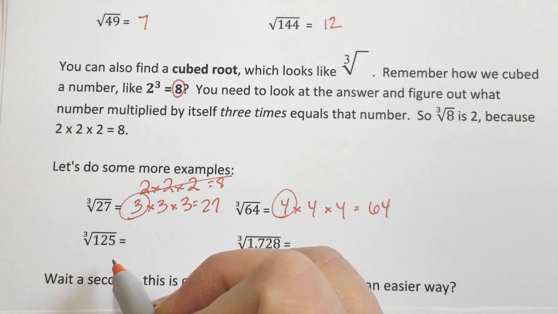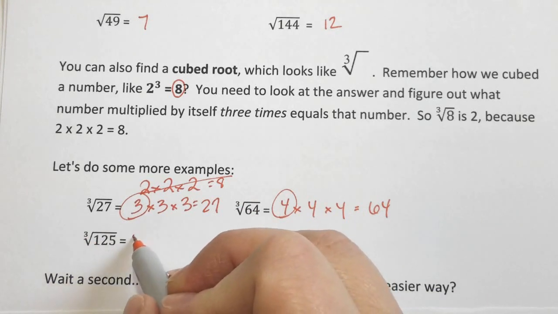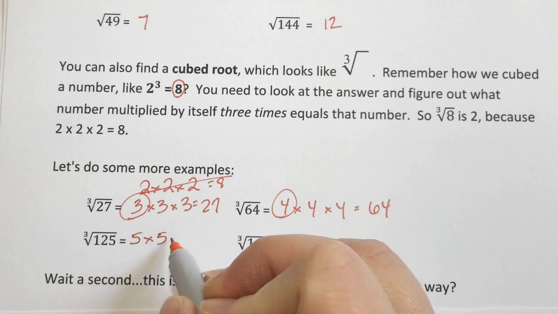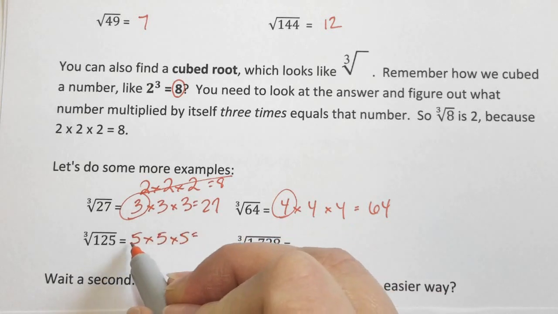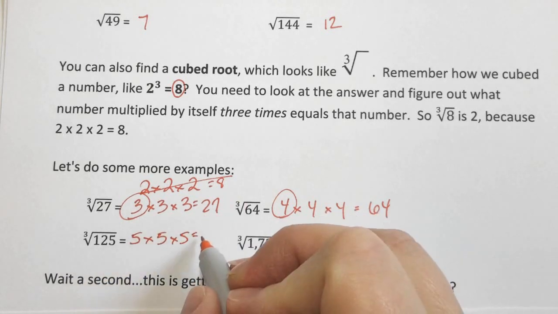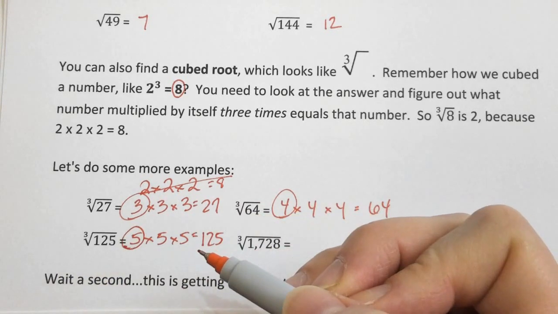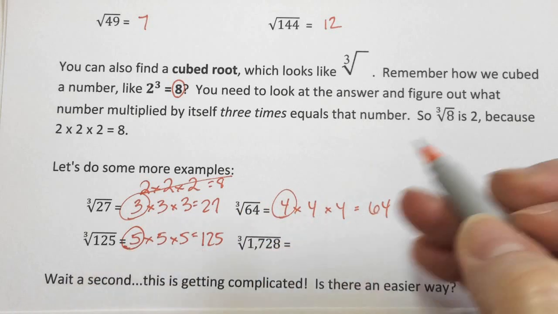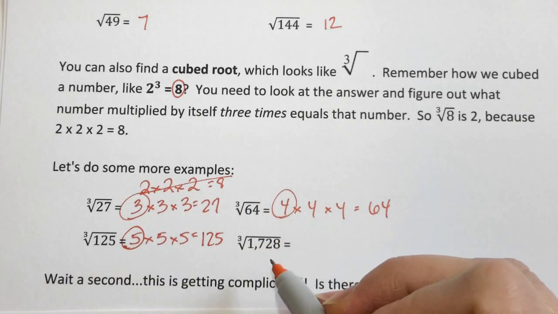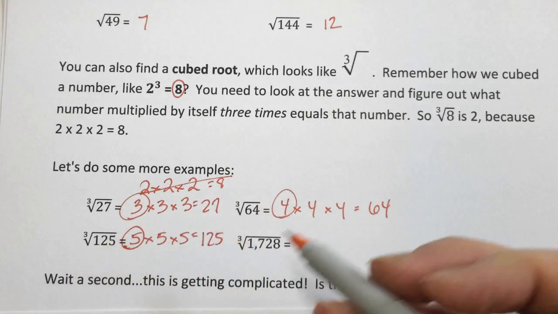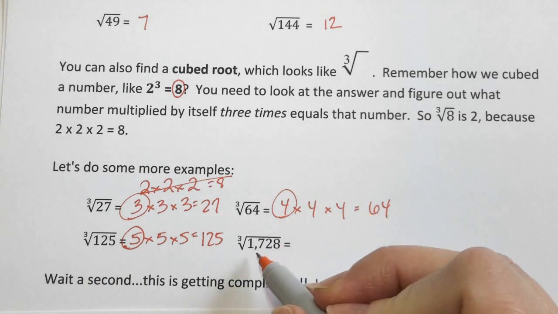That's some number multiplied by itself 3 times. Could be 5. 5 times 5 times 5. 5 times 5 is 25, times 5. Yes, it's 125. So the cubed root of 125 is 5. Okay, so we did 3, 4, 5. Maybe this is 6, but this number looks pretty big.